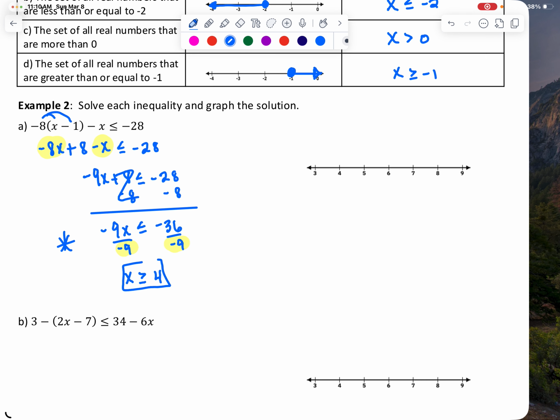So now we've represented our solution in inequality notation. They'd like you to also represent your solution as a number line. So because it's greater than or equal to 4, I'll put a filled in circle at 4, and then shade the numbers that are greater than 4. So that would be to the right.